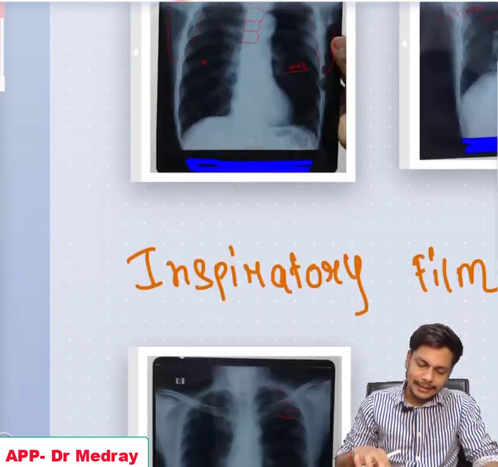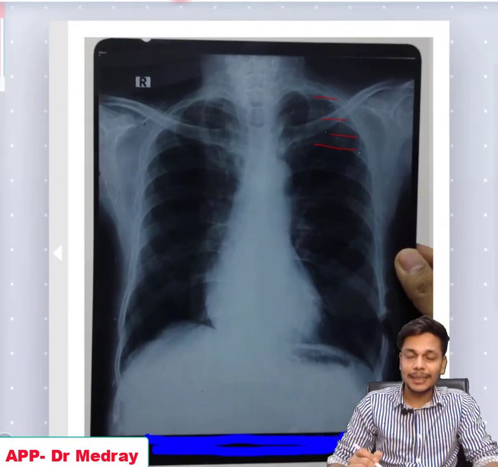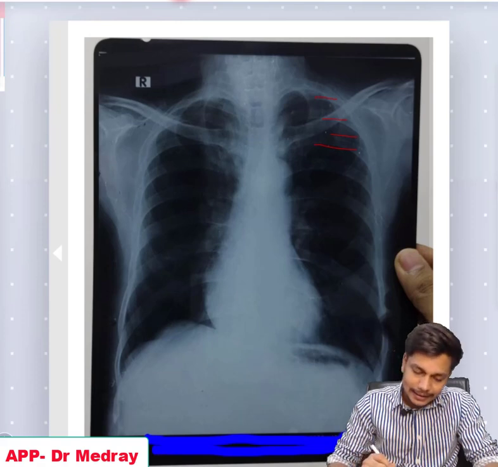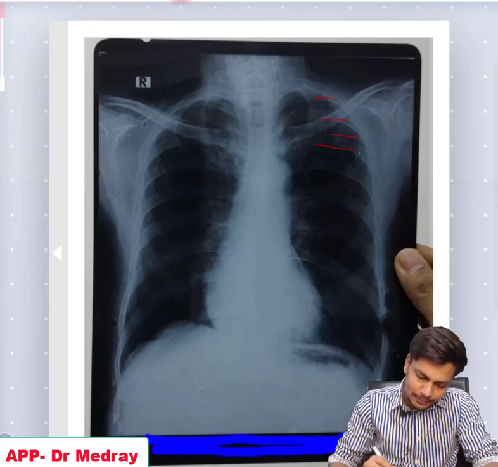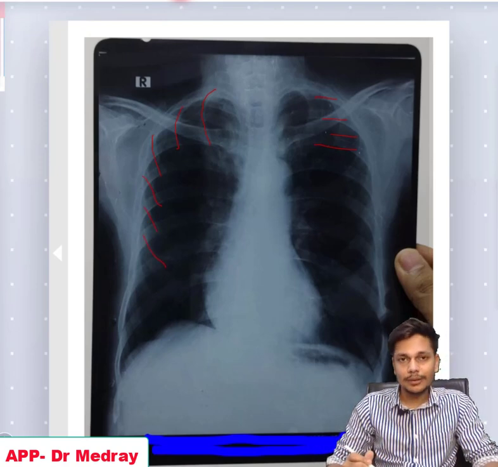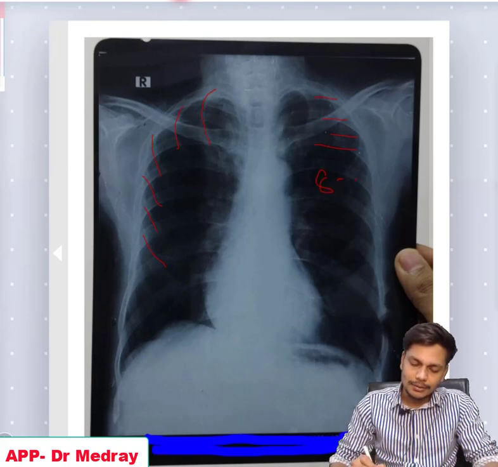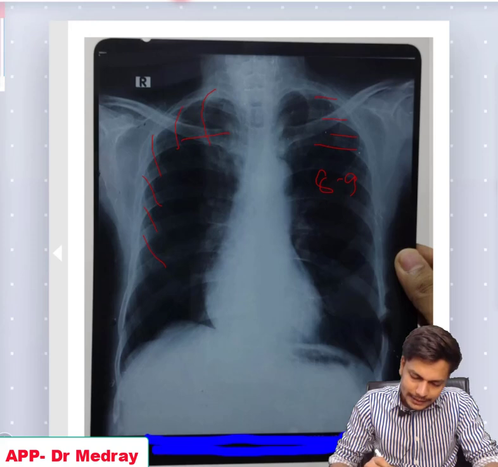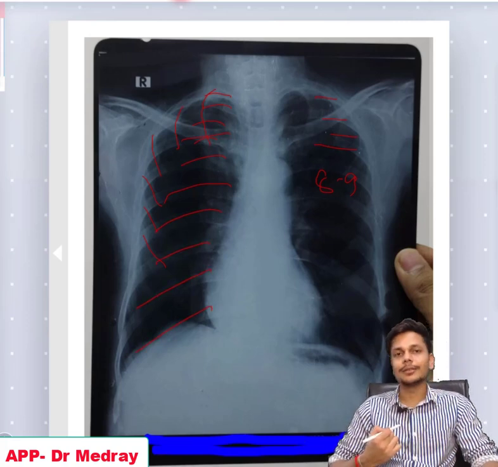Then how to know whether it is an inspiratory film or an expiratory film? While the X-ray is being taken during inspiration, you can see almost 6 or more anterior ribs. So this is one anterior rib, the second, the third, the fourth, the fifth and the sixth. So it is more than 6 anterior ribs, and the posterior ribs should be around 8 to 9. If you see more than 8 to 9 posterior ribs, this is 1, 2, 3, 4, 5, 6, 7, 8, 9, 10, almost 10.